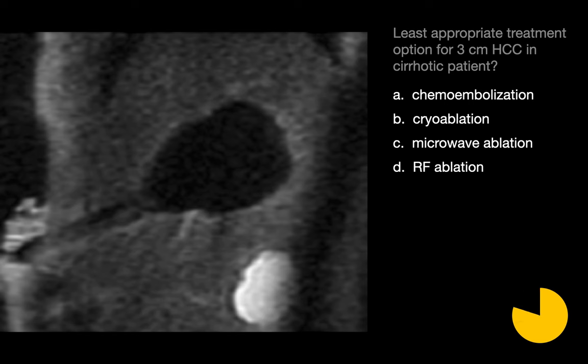What's the least appropriate treatment option for a 3-centimeter HCC in a cirrhotic patient? And the treatment we probably want to avoid would be cryoablation due to increased bleeding risk and a DIC-like reaction we call cryoshock.